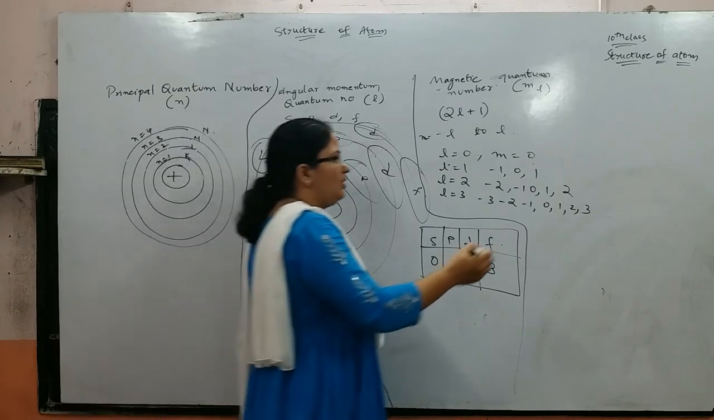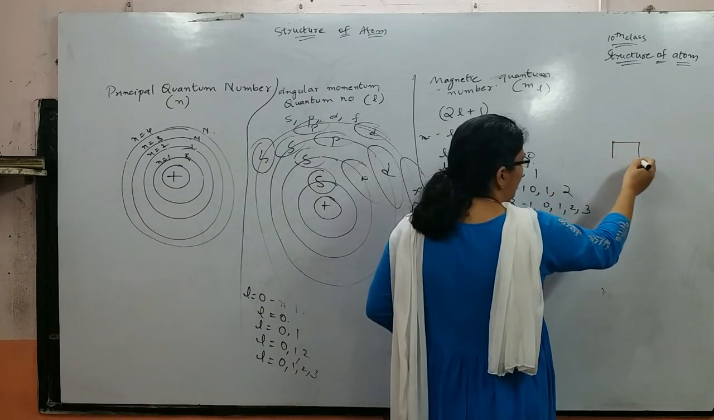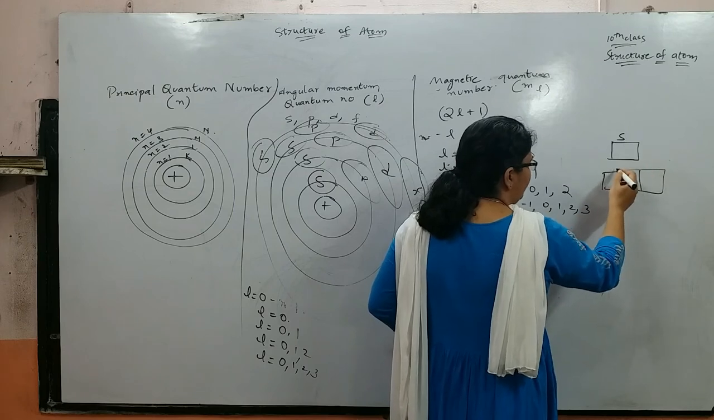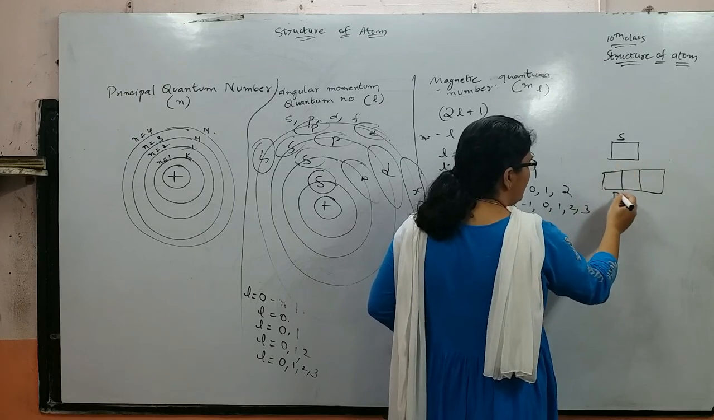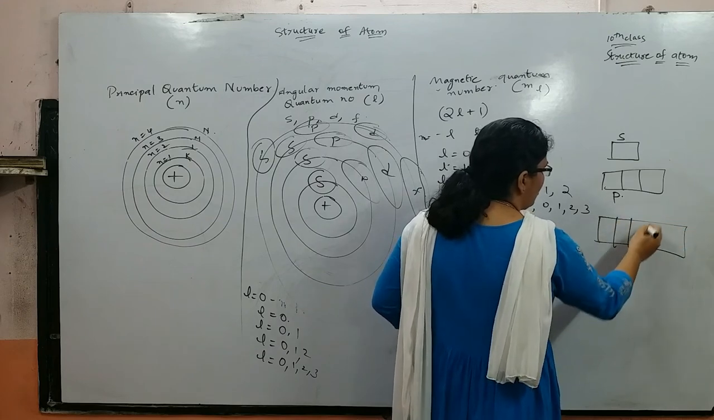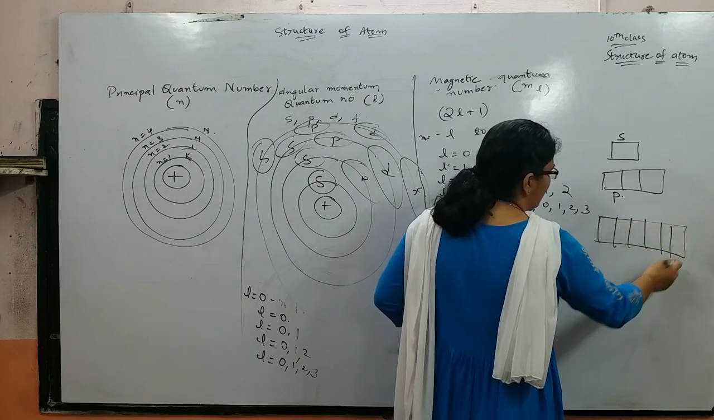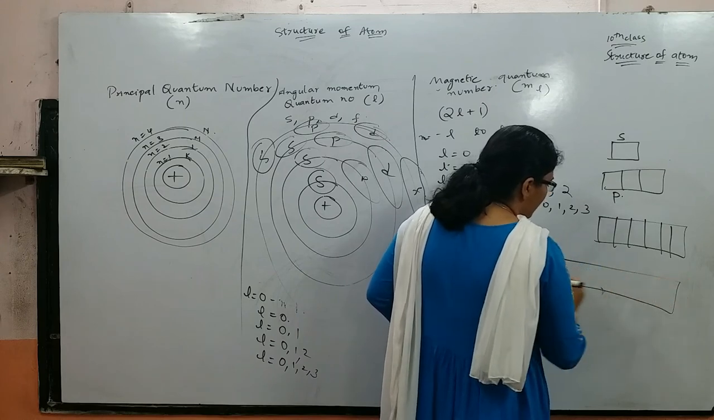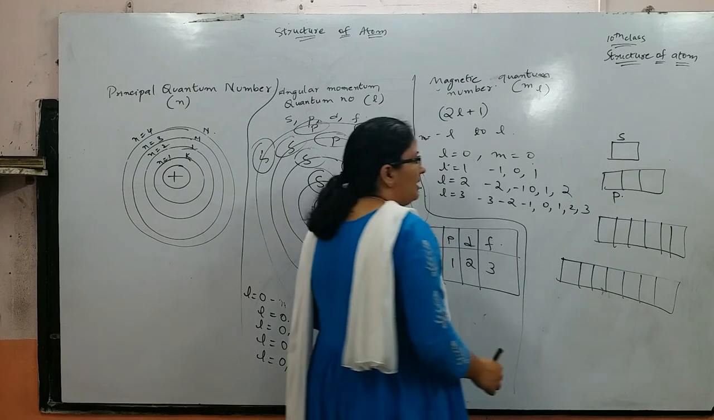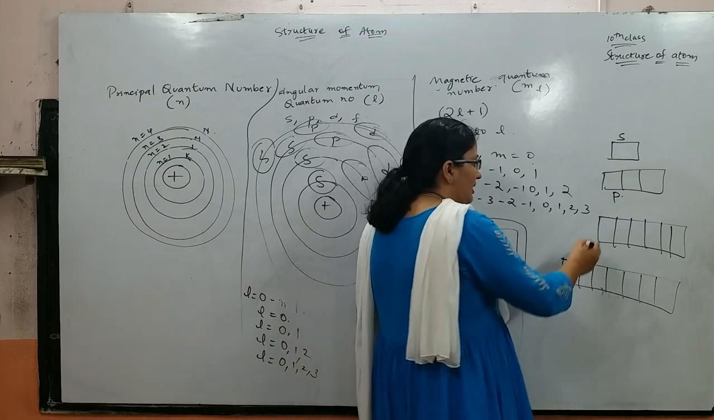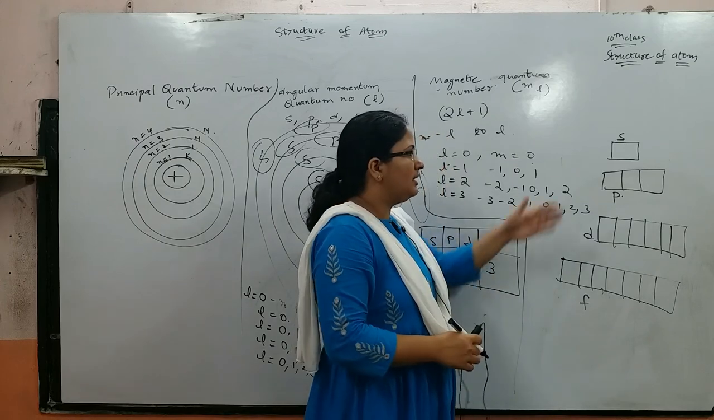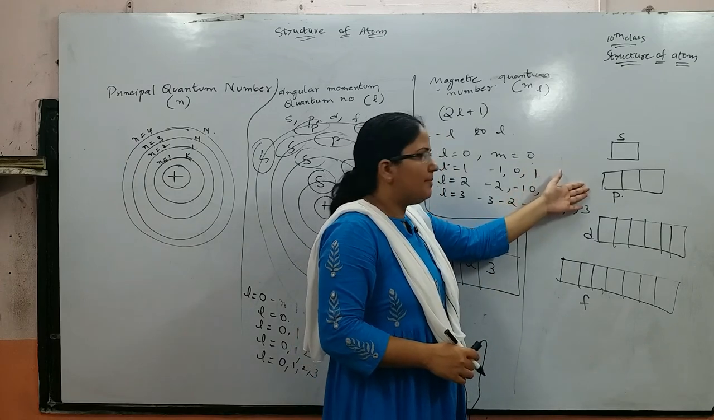In the S subshell, you have only one orbital. In P subshell, you have 3 orbitals. In D subshell, you have 5 orbitals. In F subshell, you have 7 orbitals. It is like that. S, P, D and F. So these are the orbitals present in the subshells.